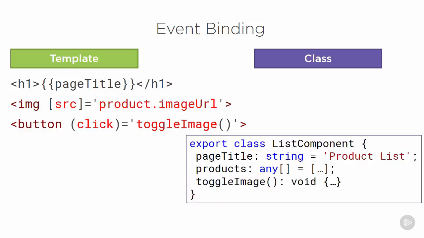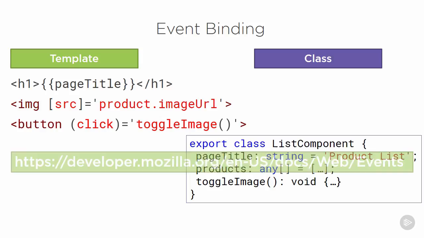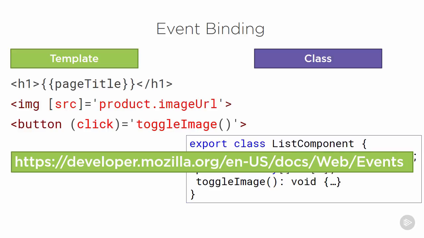If the defined event occurs, the template statement is executed, calling the specified method in the component. Wondering where you might find a list of valid DOM events? Check out this link. The Mozilla Developer Network provides a thorough list of standard events, along with some documentation. Now let's give event binding a try.